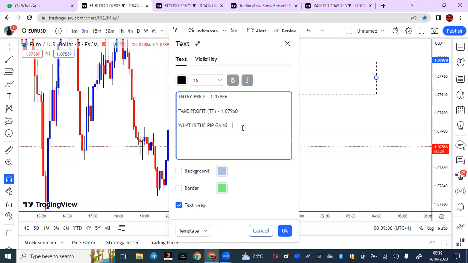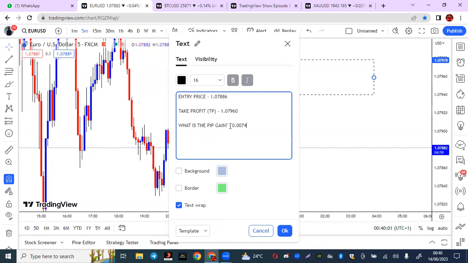1.07960 is bigger because we're talking about take profit. That means we are buying, the market is going up. For selling, it will be the other way around. So you get 0.00074. Okay, so now this is what we got.